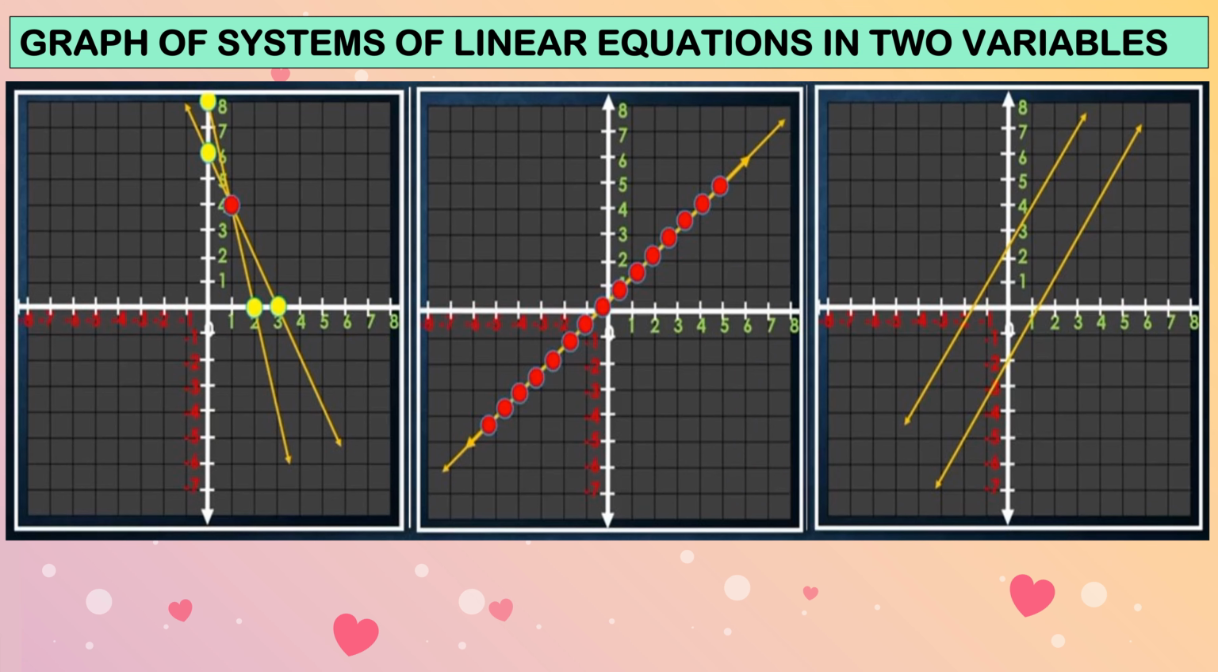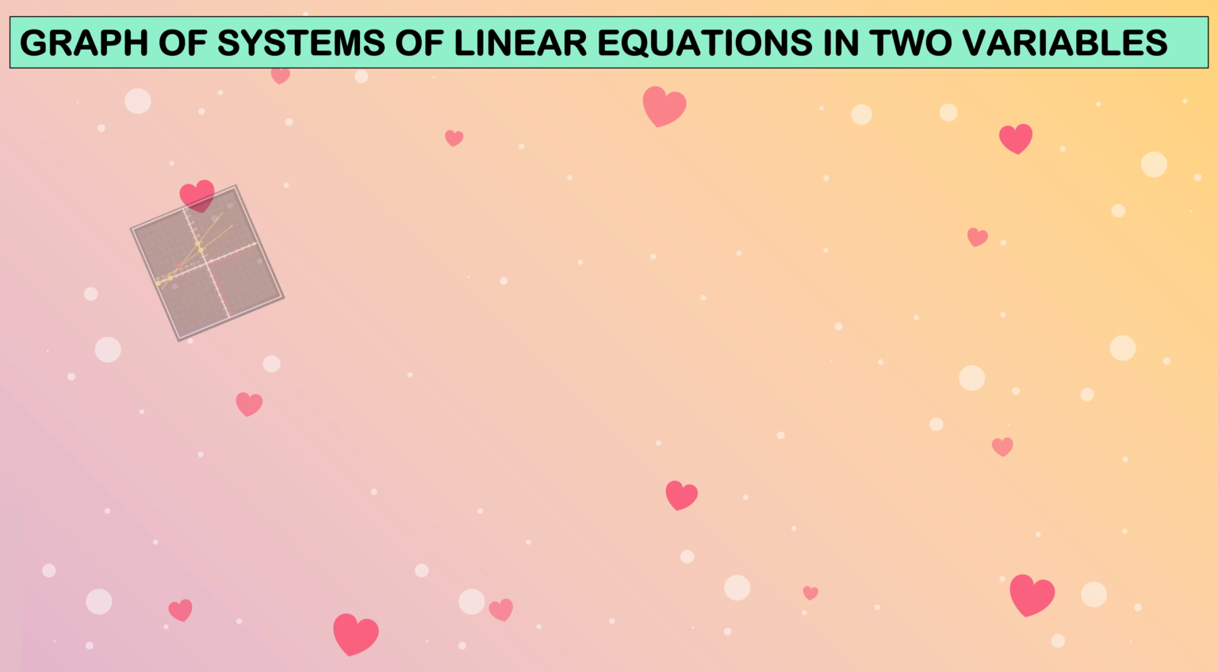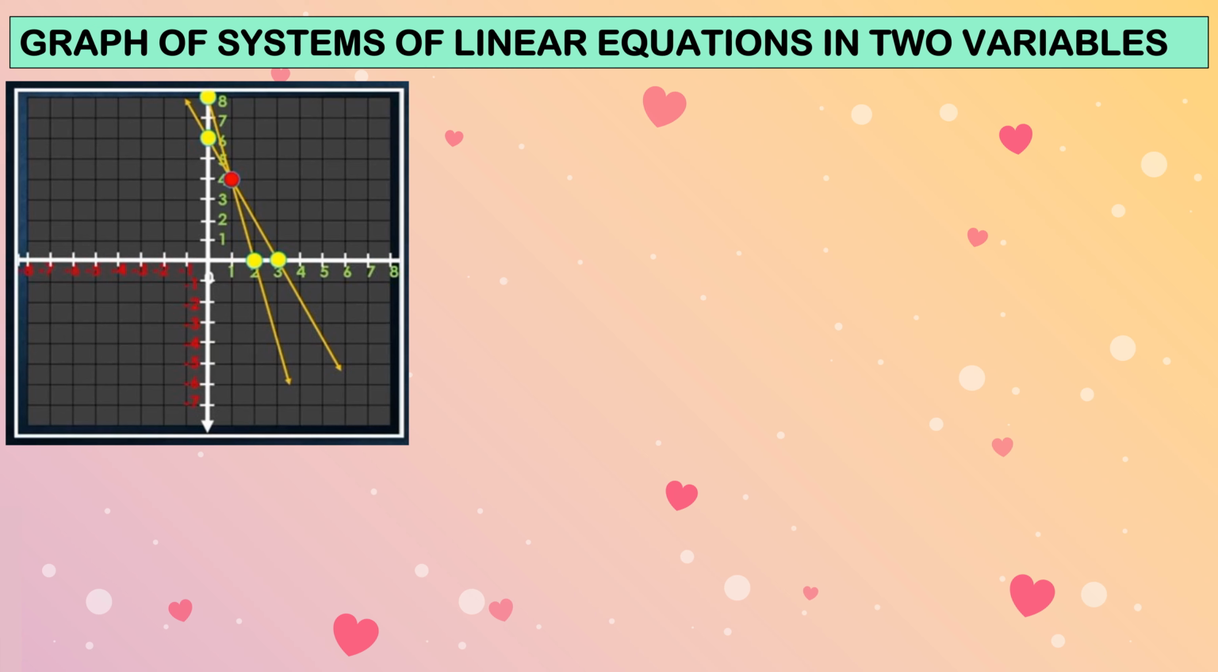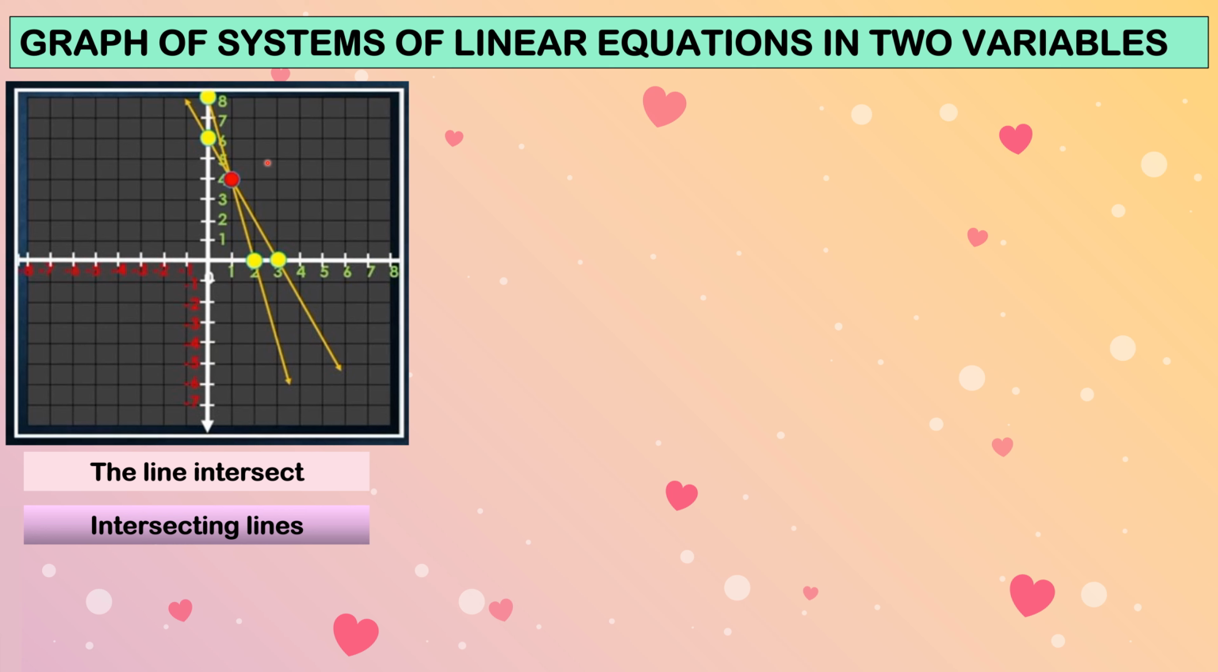Okay, so we have here the three kinds of graph of systems of linear equations in two variables. Those are the possible results in graphing systems of linear equations in two variables. As you can see, the lines intersect. And when the lines intersect, those are what we call intersecting lines. And when the two graphs intersect, they meet at exactly one point. Okay? So, exactly one point.